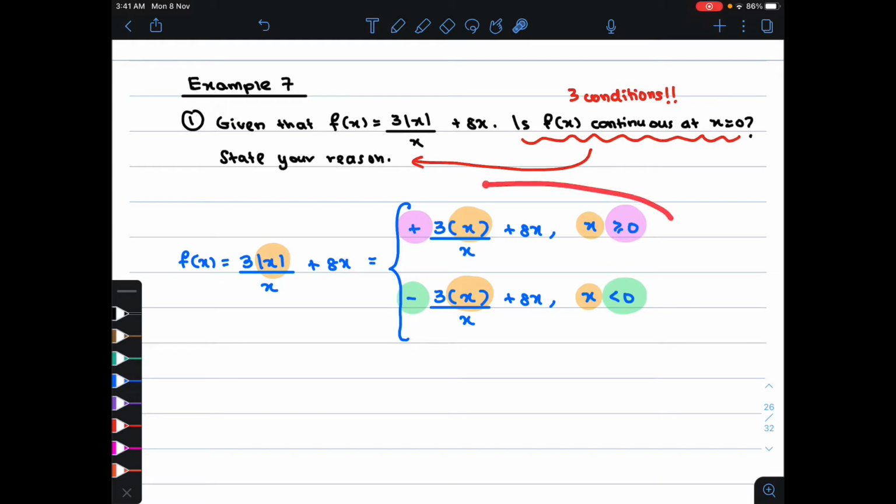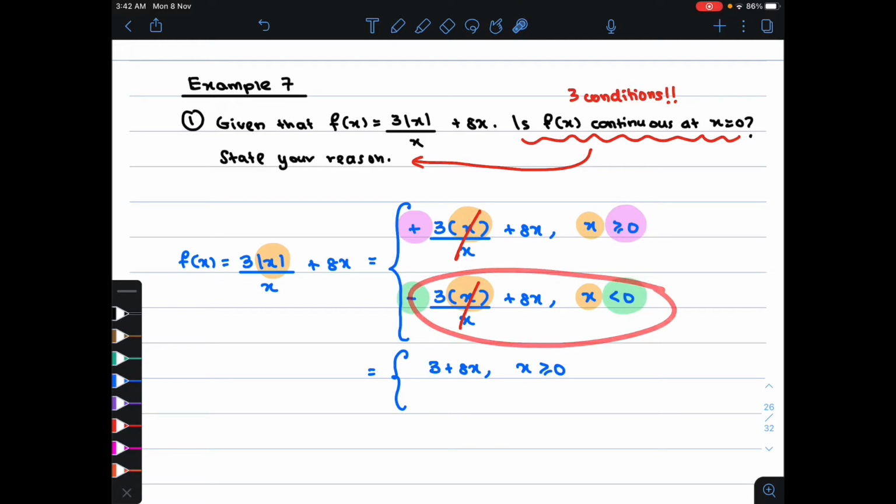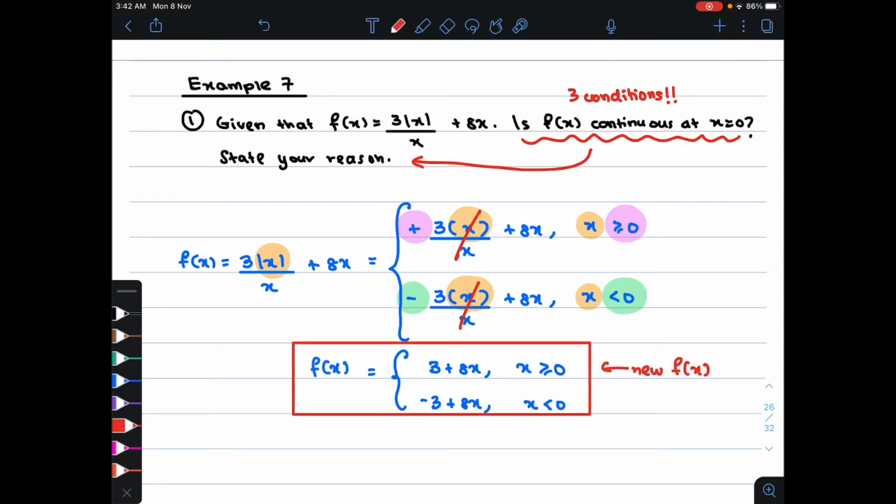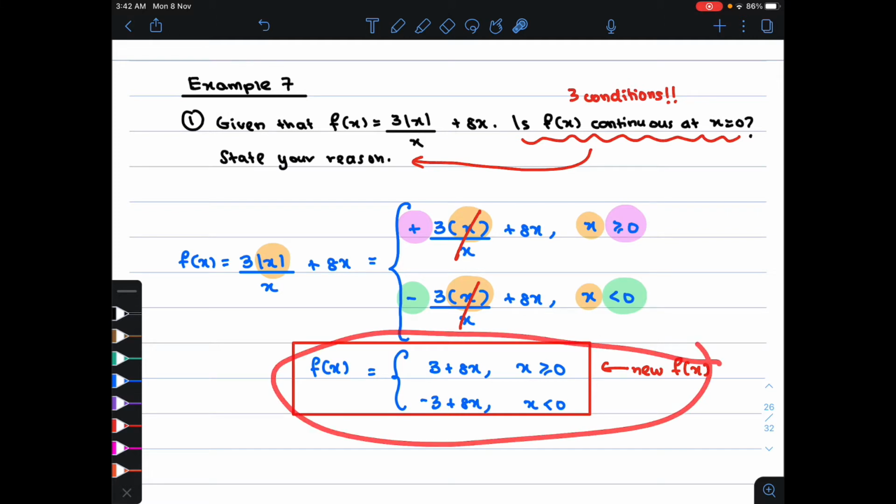So now we need to simplify our piecewise function. Here there's nothing for you to simplify, but for this one, you can cancel out x over x. And hence, for the first row, this is just 3 plus 8x when x is more or equal to 0. And for the second row, this is actually negative 3 plus 8x when x is less than 0. And this is the new f(x), so do not look at this previous f(x) anymore. Just look at this f(x) only.